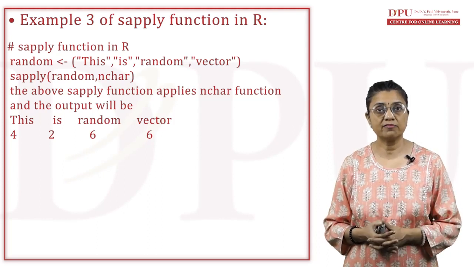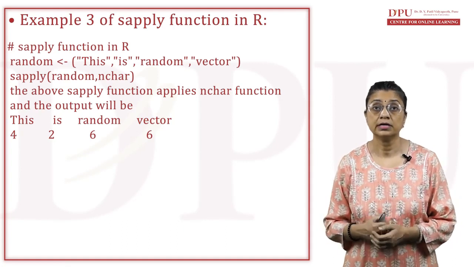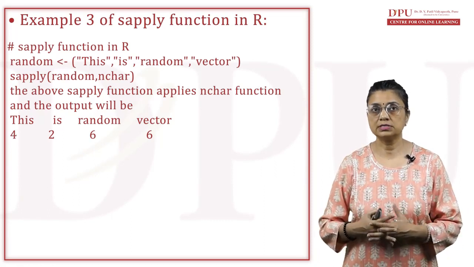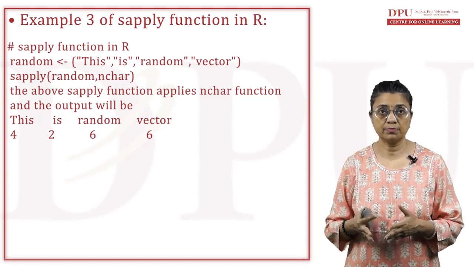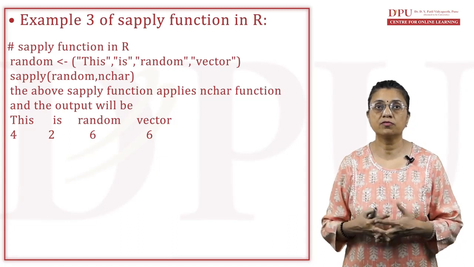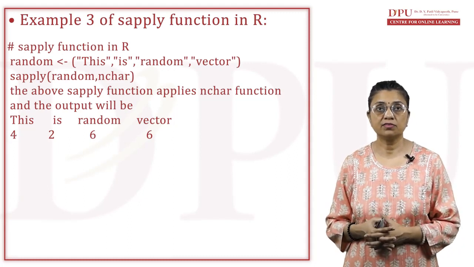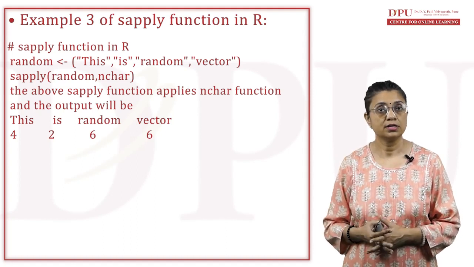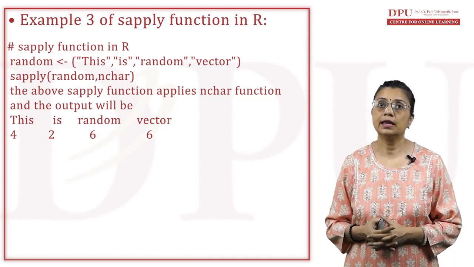So the above sapply function applies the nchar function. The catch here is that the nchar function counts the number of characters present in every word in random. So you can see that the sapply function is using the variable random and calling the nchar function, which is counting the number of characters in a particular word. So this has 4, is has 2, random has 6 and vector has 6. So there are 4 words and all 4 words are returned with their length, or we can say number of characters.